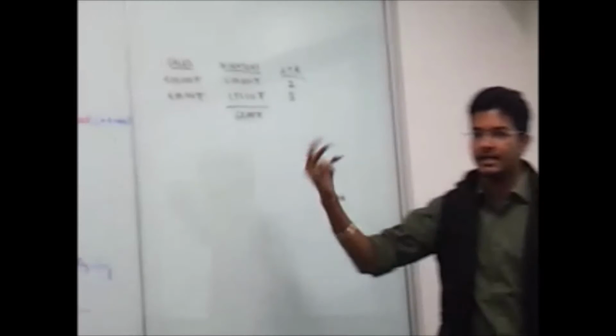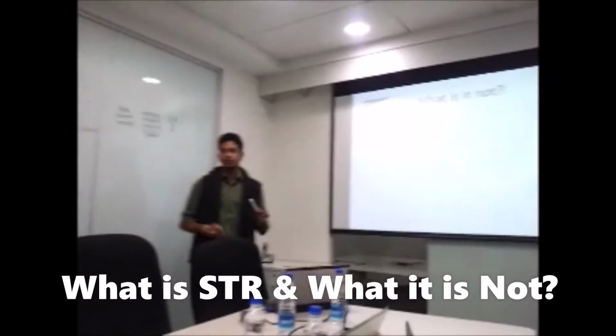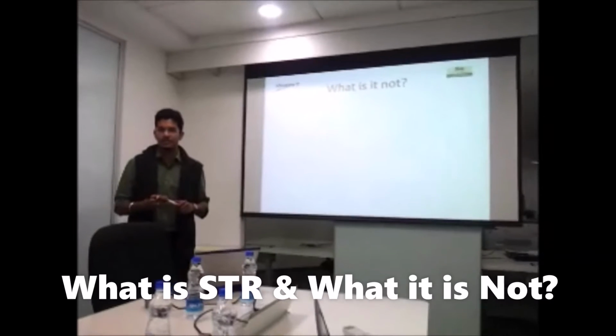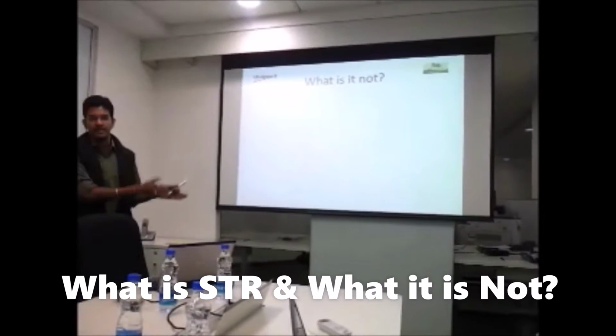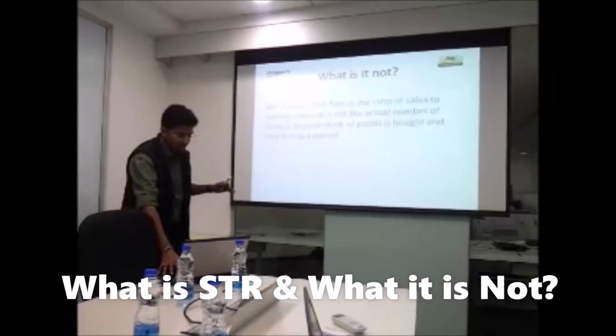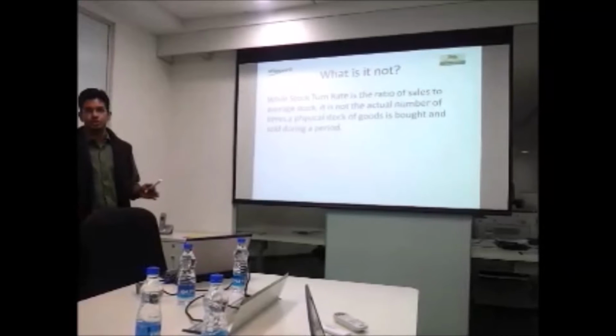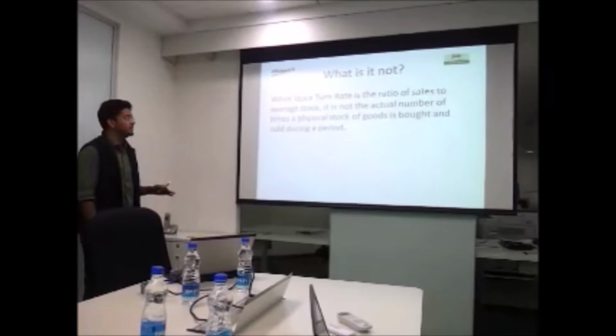But that's why I put this slide next, because people get confused while computing STR. So it's very important to understand what exactly STR is and what exactly it is not. So what is it not? While stock turn rate is the ratio of sales to the average stock, it is not the actual number of times physical stock of goods is bought and sold during a period.